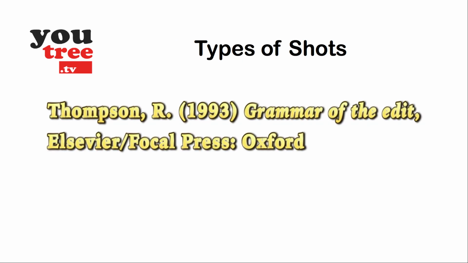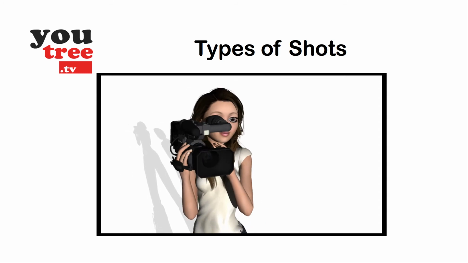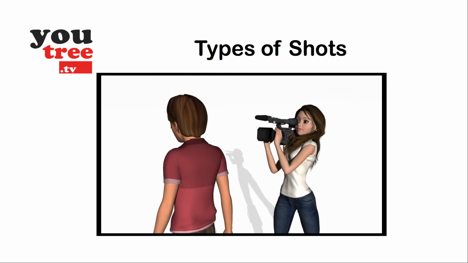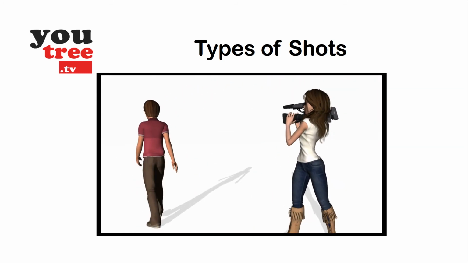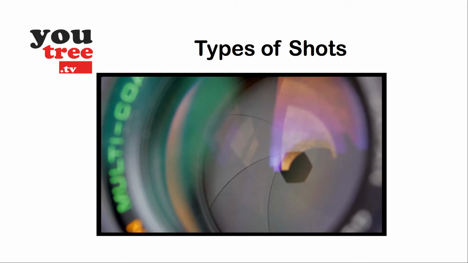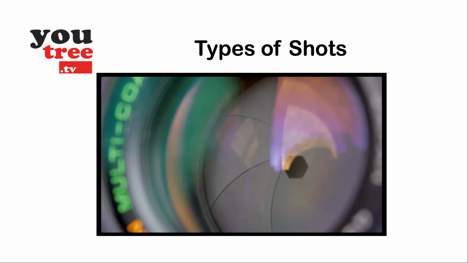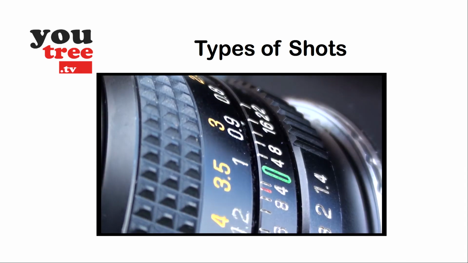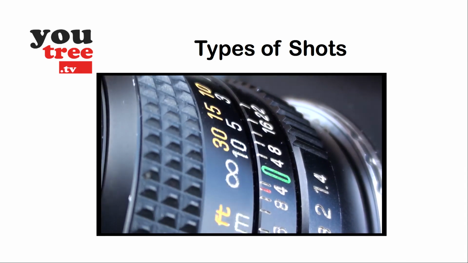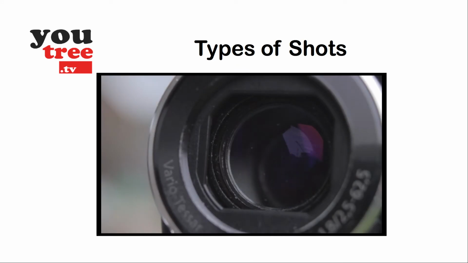Thompson suggests that all shots are subject to 4 elements, which in turn either move or are stationary. These elements consist of the lens, camera, the camera mounting, and the subject being filmed. All lenses consist of an aperture, whether static or adjustable, and lens elements, whether glass or plastic. Some lenses have fixed focal lengths, while others are capable of zooming in and out.